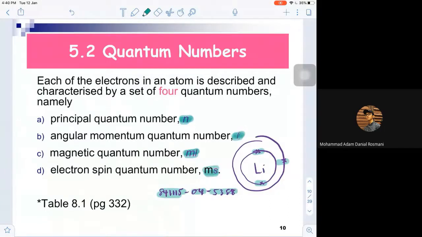So it is the same as the electrons. They have the first number, which is the principal quantum number. Second is the L, the angular momentum quantum number. The third one is the magnetic, and the last one is the MS. We look at how to identify these numbers one by one.